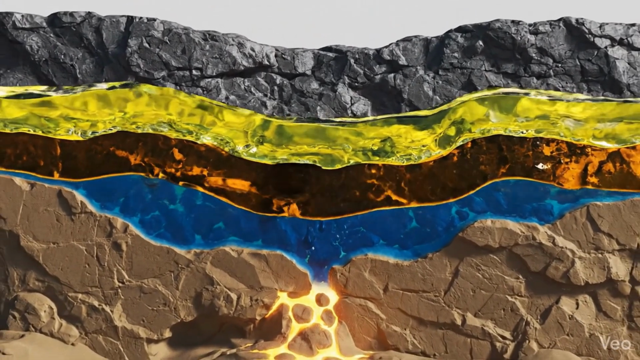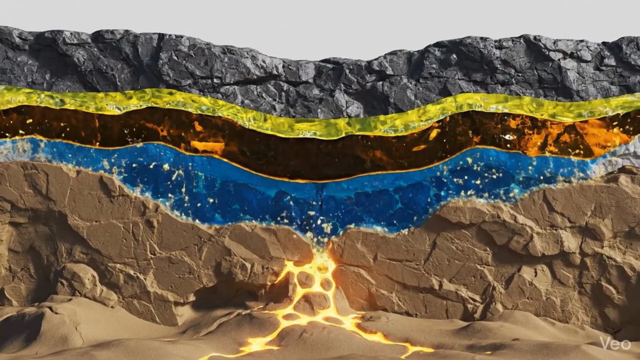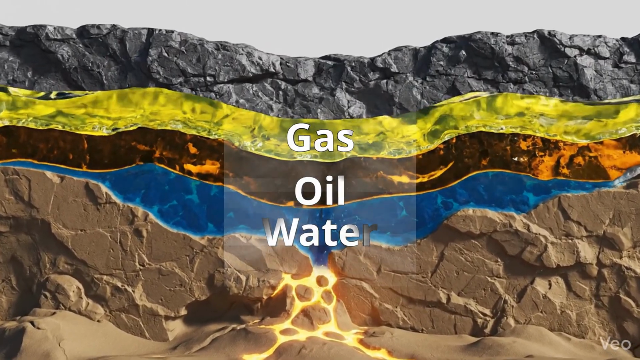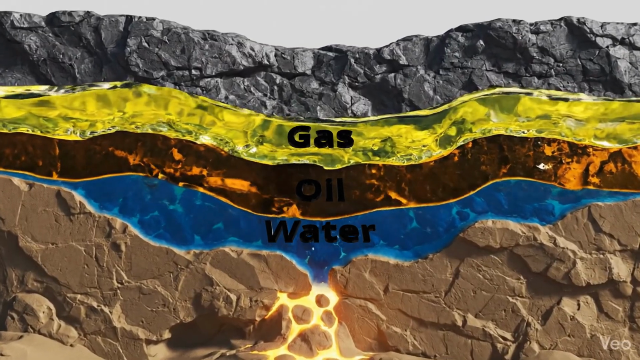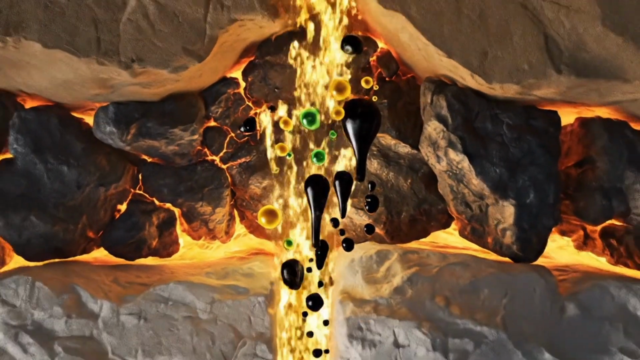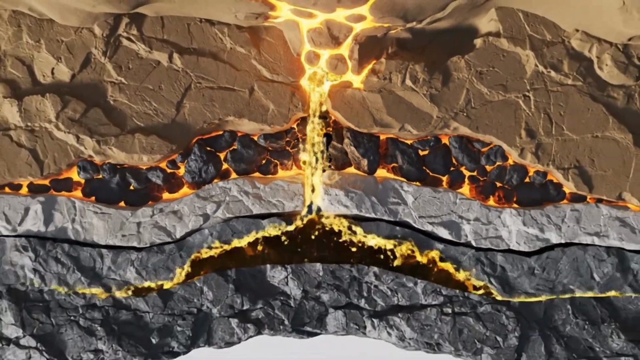Now, this is the formation in which oil and gas is trapped. Of course, they are layered according to differences in density, so we will have water, oil, and gas. We only need to provide a pathway for these fluids so they can escape from high pressure zones.